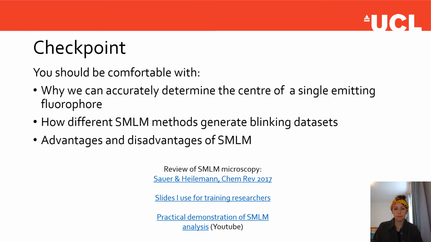So hopefully after that, you're now comfortable with why we can accurately determine the center of a single emitting fluorophore. They always look the same each time, so you can accurately work out where the center is. How you can generate blinking in different ways, and the various advantages and disadvantages of single molecule localization microscopy. This is the one I use the most, so there's a really nice review of it here, but there's also some slides and some demonstrations of the analysis that I've done for other talks that might be useful if you want to look at this further.